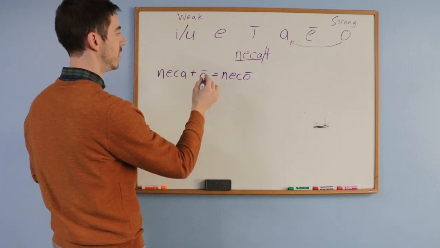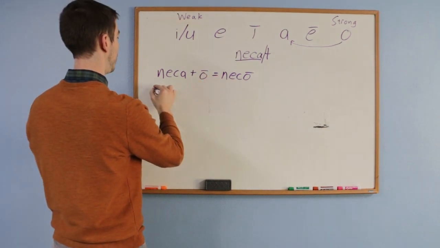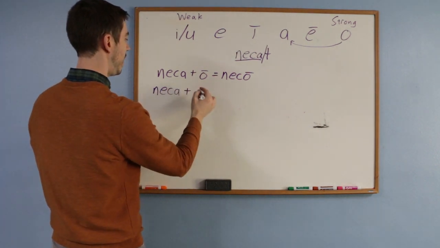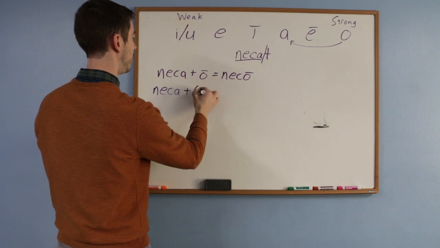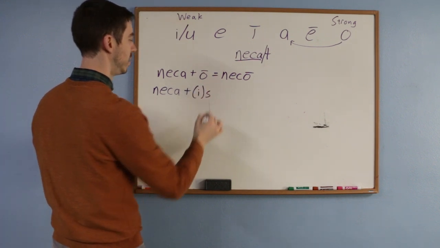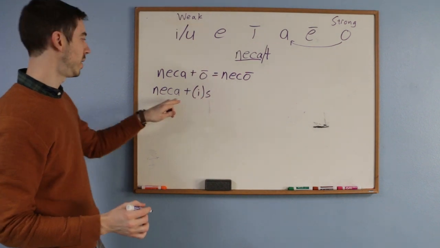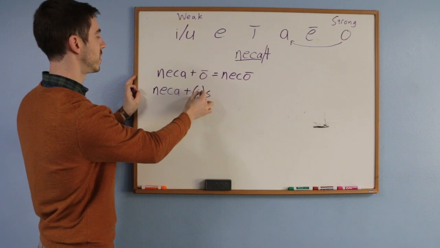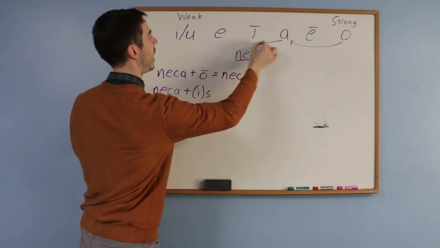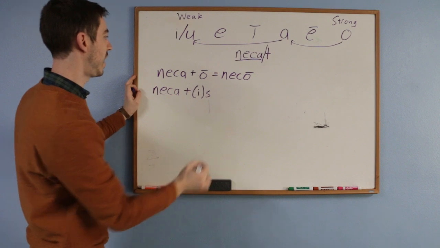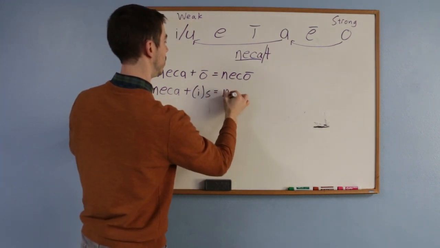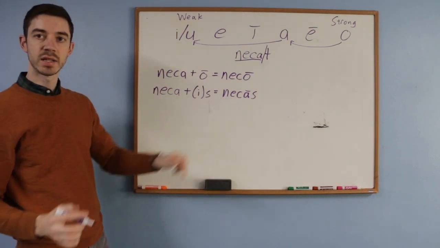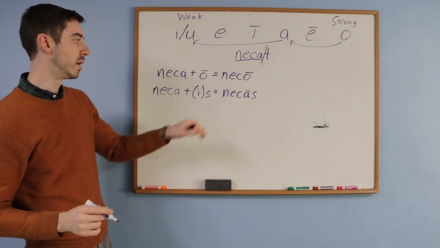Second person singular, we're going to have the same stem, neca, but now we're going to have neca plus is. Okay, that's the second person singular ending. So now instead of saying neca-is, remember this is a squishy vowel, the a squishes out the i. And so we just get necas. So necas means you, singular, kill.